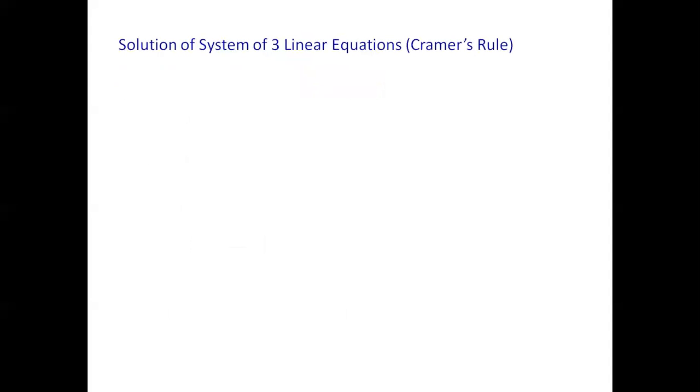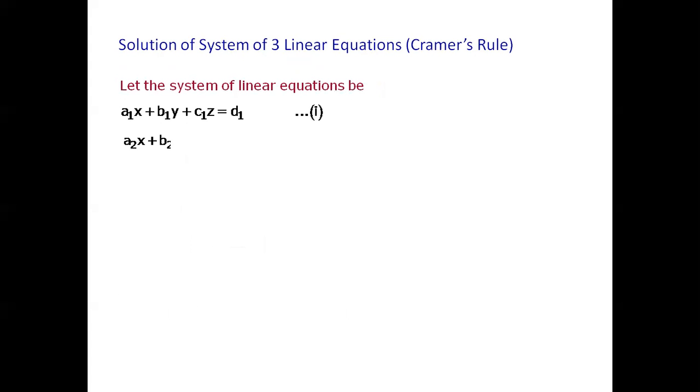Next, solution of a system of three linear equations. What is three linear equations? It means there are three equations. Equation 1, 2, 3. Same like two linear equations, but here we get a 3 cross 3 matrix. Why a 3 cross 3 matrix? Because here are x, y, z, 3 variables and 3 equations. Hence we get a 3 cross 3 matrix.